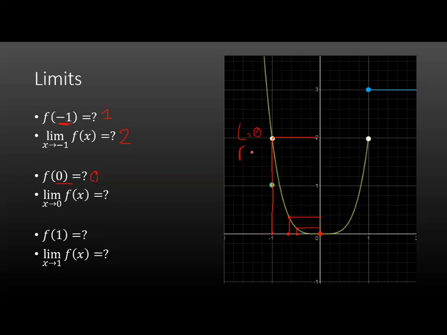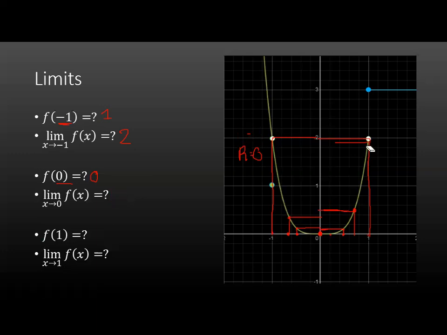Now, how about on the right side? So let's just say you start at +1. So at +1, your y value would be 2. Now, if we get closer to 0, your y value would be closer to 1 or midway to 1 and 0. And if we have an x value closer to 0, your y value gets closer to 0. So they both approach 0. Therefore, the answer here is 0. Okay? It's 0.